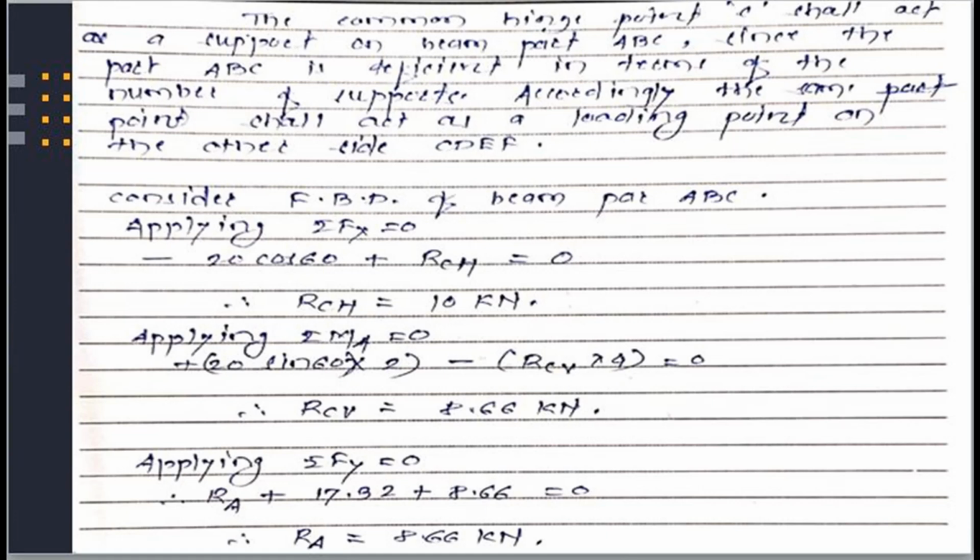Lastly, by resolving all the forces in vertical direction and applying condition of equilibrium, that is applying summation Fy is equal to 0, here RA and 8.66, that is RCV, all the forces are acting in a vertically upward direction, and 20 sine of 60 will be acting in a vertically downward direction. Therefore we get RA is equal to 8.66 kilonewton.